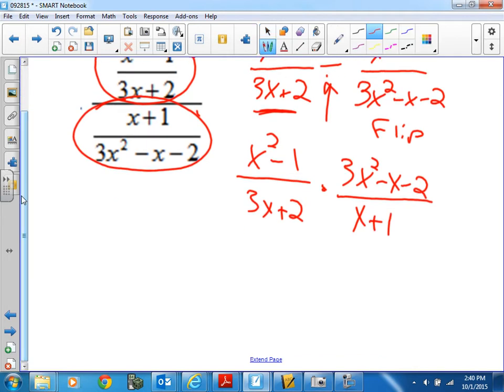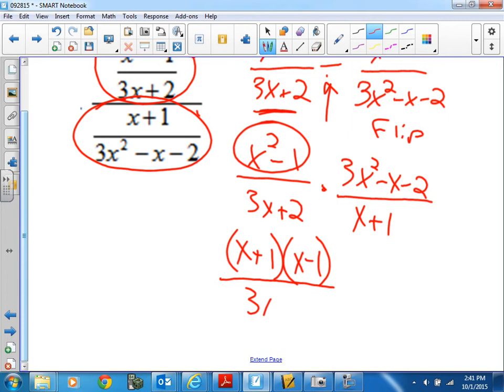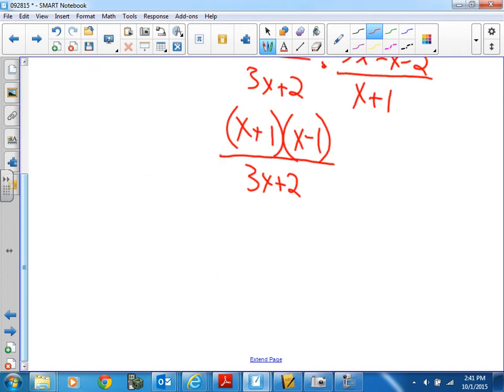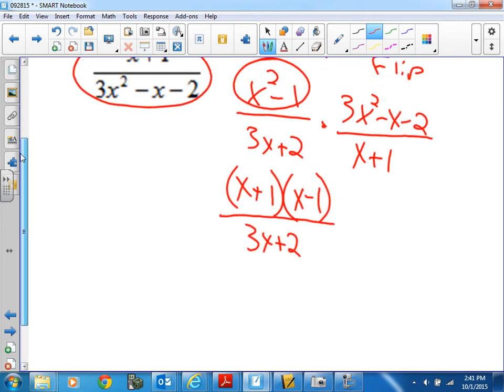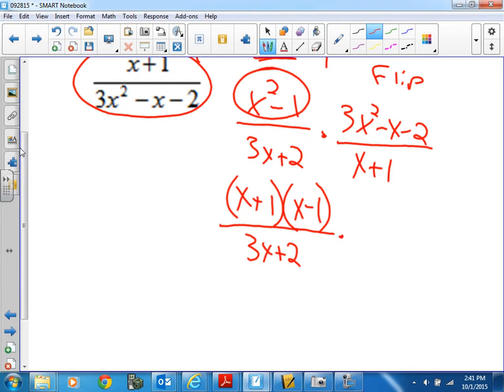So it looks like we can factor this. That's the difference of two perfect squares. So I'm going to have x plus 1 and x minus 1 all over 3x plus 2. And that's going to be times. Now, can I factor this top one? Well, it's got no greatest common factor. There are three terms there, and there is a number in front of the x squared. So this is where it gets a little bit more tricky on factoring. So I'm going to bring that over here, 3x squared minus x minus 2.